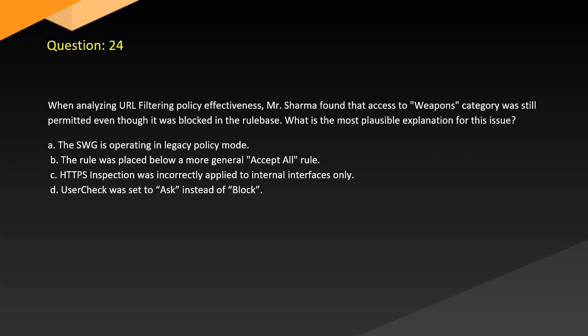Question 24. When analyzing URL filtering policy effectiveness, Istishama found that access to the weapons category was still permitted even though it was blocked in a rule base. What is the most plausible explanation for this issue? A. DLP is operating in legacy policy mode. B. The rule was placed below a more general accept-all rule. C. HTTPS inspection was incorrectly applied to internal interfaces only. D. UserCheck was set to ask instead of block.